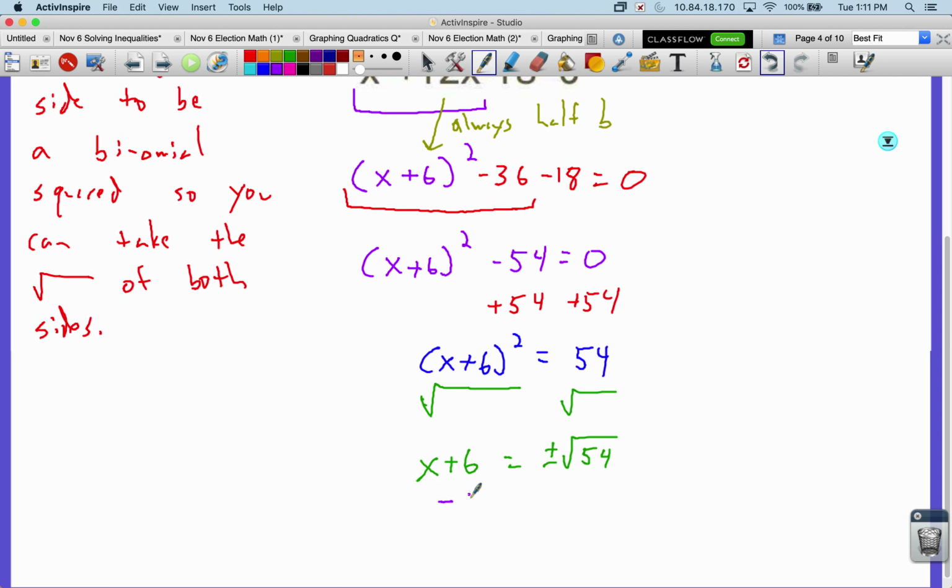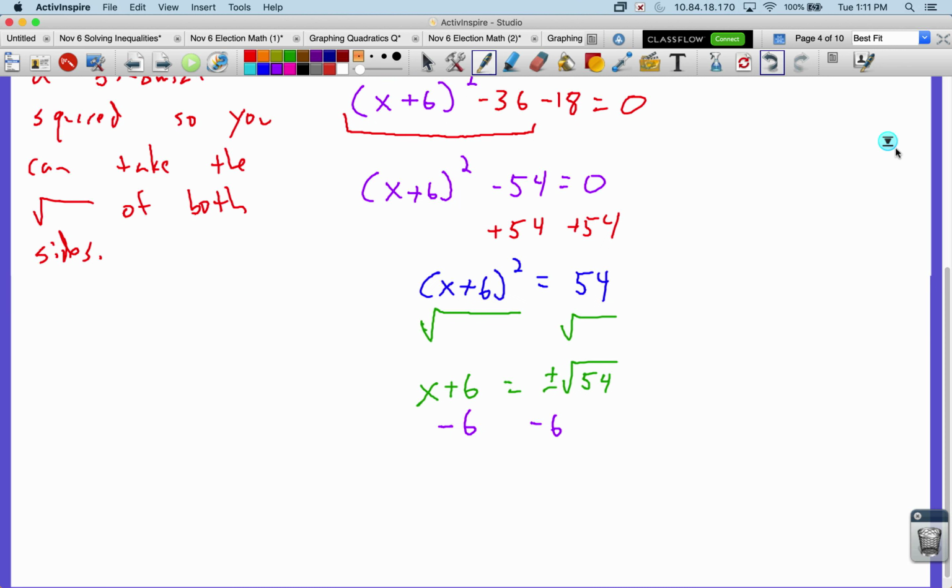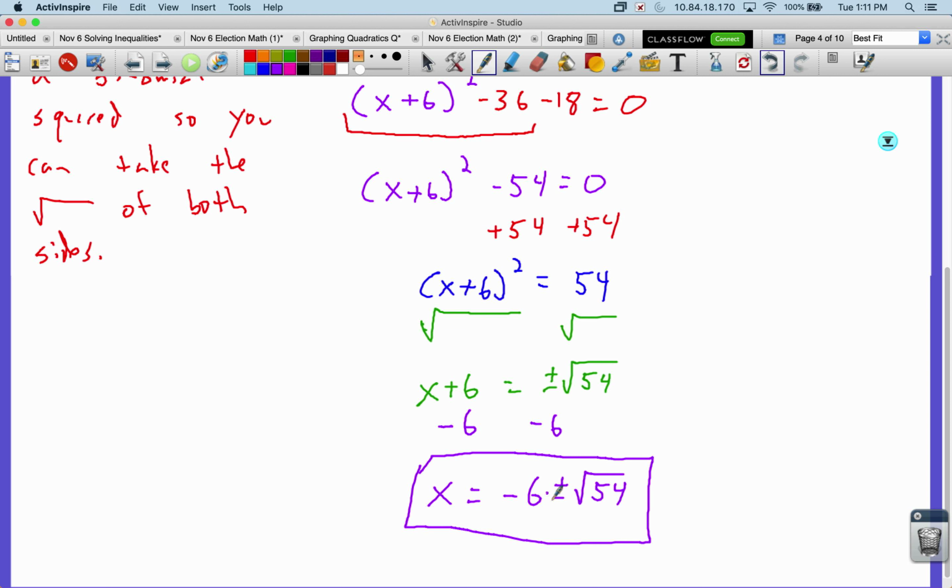So x is still not by itself, but it's a whole lot closer. Let me just subtract 6 from both sides. And I'm going to be left with x equals negative 6 plus or minus the square root of 54. Put that negative 6 in front of the radical, because normally if we have to leave a radical in our answer, we want it at the end. So x equals negative 6 plus or minus the square root of 54. And I'm fine with the plus or minus, or you could break it out into negative 6 plus the square root of 54, and negative 6 minus the square root of 54.